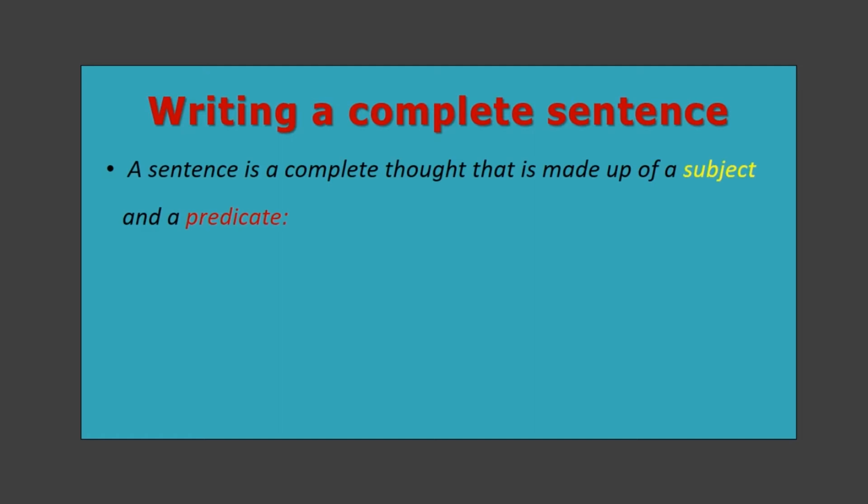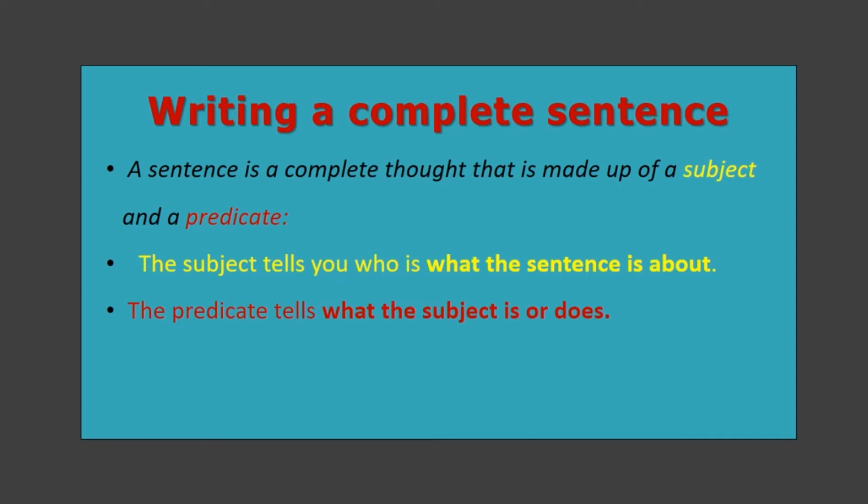If we want to master any skill, we'll have to start with the basics, right? Just like that, if we want to improve our writing skills, we'll have to start with writing really good sentences. So let's have a look at what a complete sentence should look like. Well, a complete sentence is a thought that is made up of a subject and a predicate. The subject of a sentence will tell you what the sentence is all about, and the predicate is going to tell you what the subject of the sentence is doing or what the subject of the sentence is.